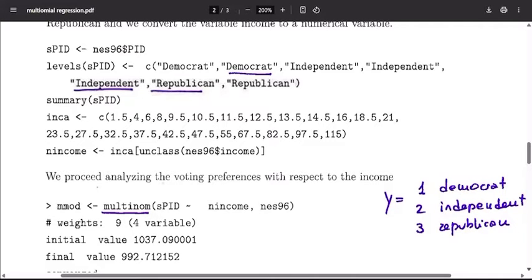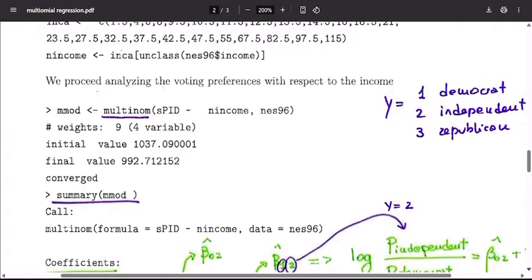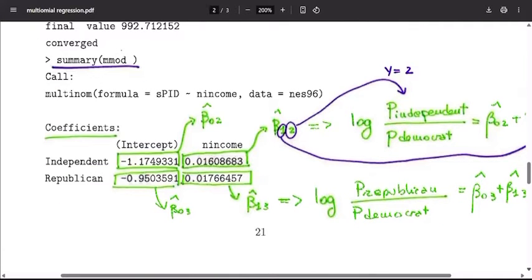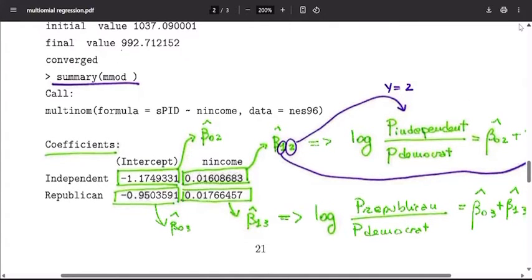Okay, and right now, let's look at the results. Now in the results, I need you to pay attention. Please pay attention. Something crucial. In my results, I only saw independent and Republican, despite the fact that we have three political affiliations that we consider. But let me tell you this, we've done something here.